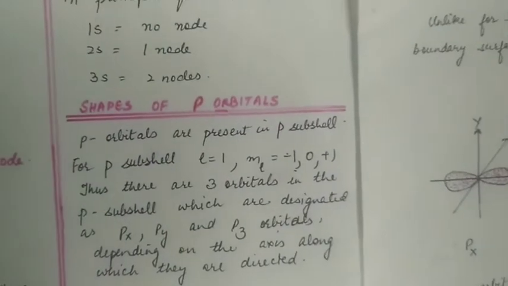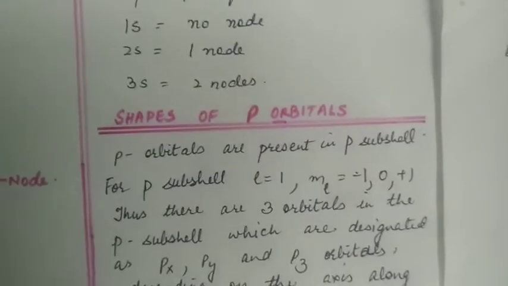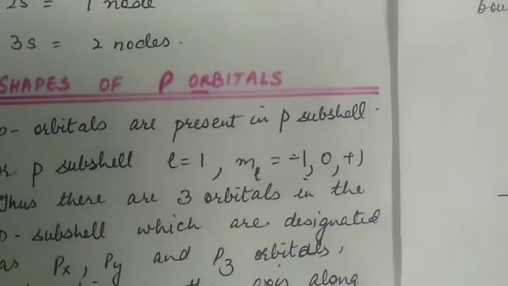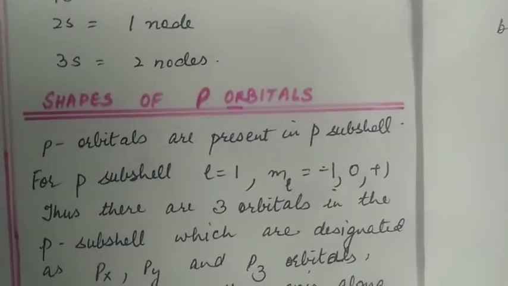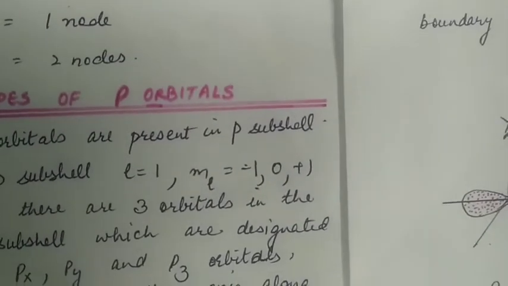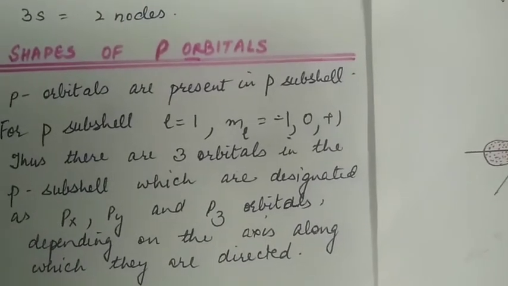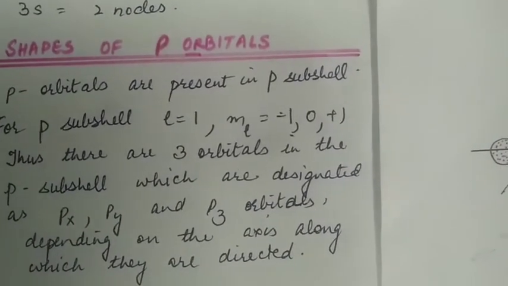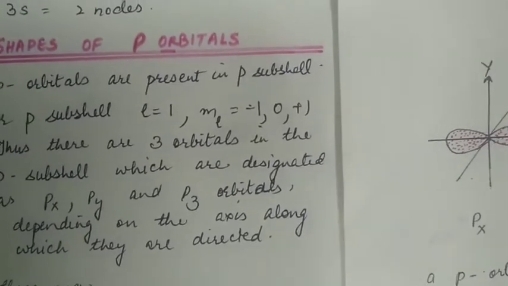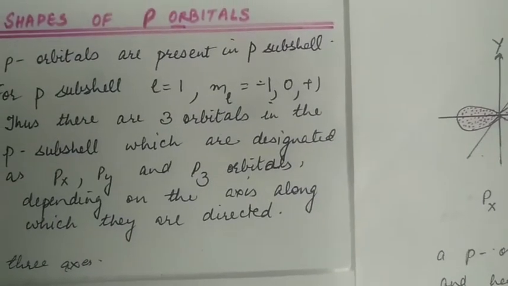Shapes of p orbitals. Now p orbitals are present in p subshell, and for p the value of l, the angular quantum number, is 1. So ml will be from minus 1, 0 and plus 1. So there will be 3 orientations, 3 orbitals, and they will be designated as px, py and pz depending upon the axis along which they are directed.